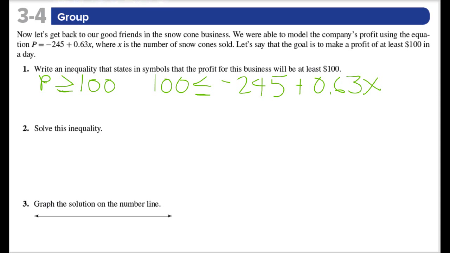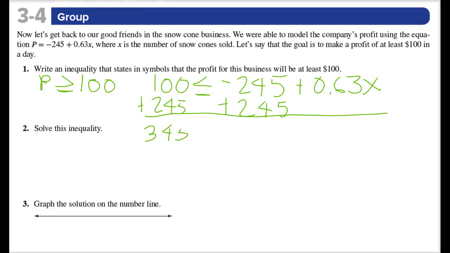Okay. Question 2 says solve this inequality. Come back when you have done that. Okay. So solving the inequality, first thing we do is add and subtract as needed to both sides. We get 345 is less than or equal to 0.63 times the number of snow cones.